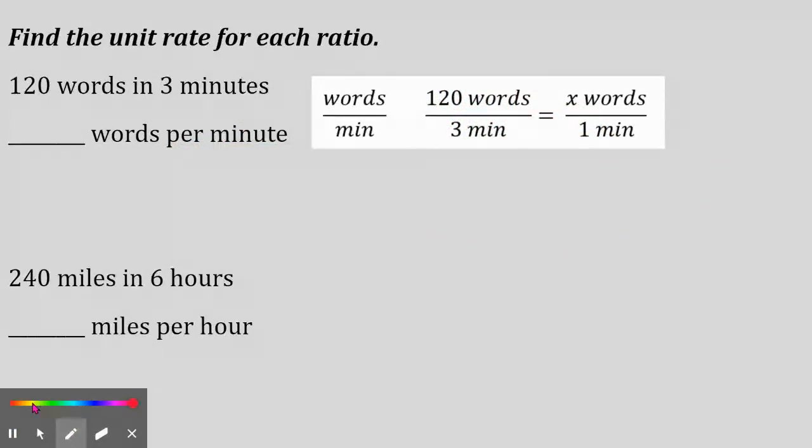All right, so hopefully you paused the video and you were doing this on your own. So let's talk about how to set this up. So the first thing is 240 miles in 6 hours. Well, I am comparing miles to hours. So I'm going to write my word ratio.